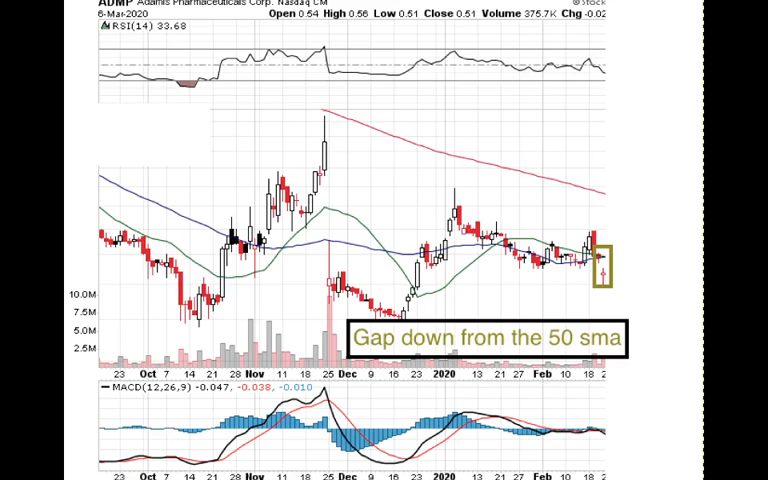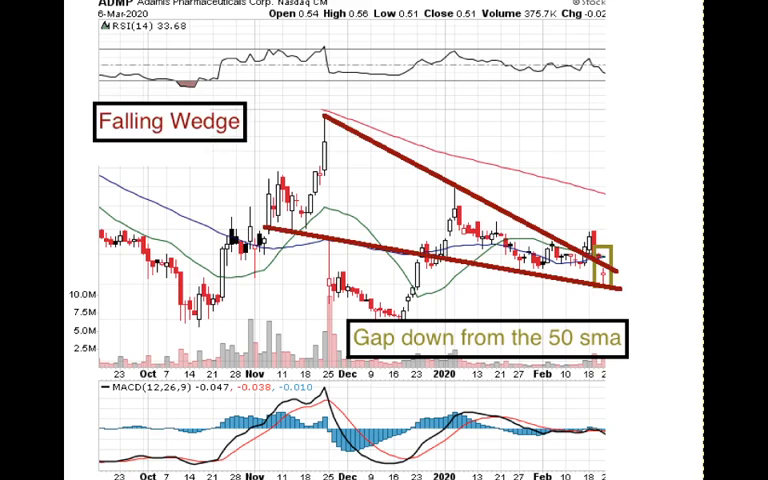Like I mentioned earlier, it gapped down. This gap down is special because it gapped down from the 50 SMA line and couldn't even close back on it. Next we see a falling wedge. Now a falling wedge is a bullish pattern if we're going by the textbook, but that is only depending on how it's being used. In this case, I want to show the falling wedge because it's illustrating that the stock trend is downwards. This can change, of course, if the stock breaks above its resistance.